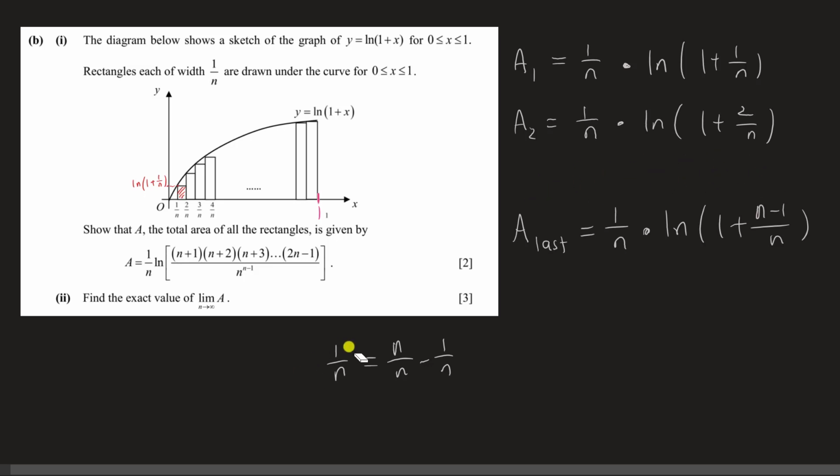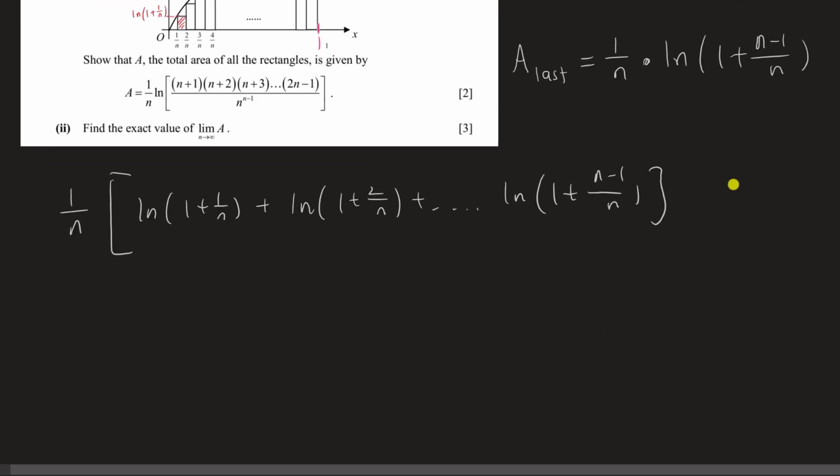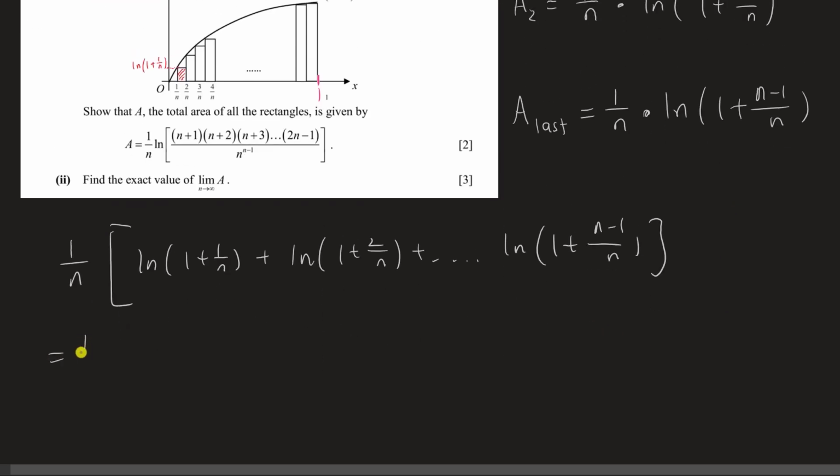Next, we have to sum them all up. You notice we don't have to use summation here like we usually do. They ask you to sum it up and express it as this. There is no summation here. So when you sum them all up, you simply factorize out the 1 over n, and then you get ln(1 + 1/n) + ln(1 + 2/n), all the way until ln(1 + (n-1)/n). And if we apply the ln product rule, we will end up with this.